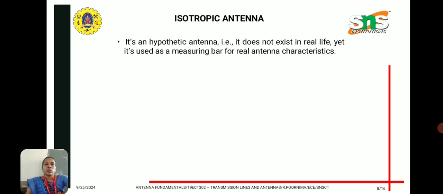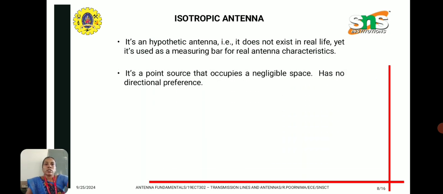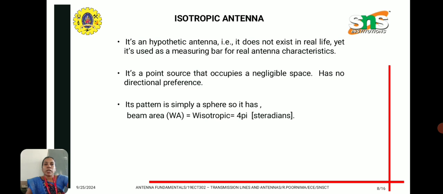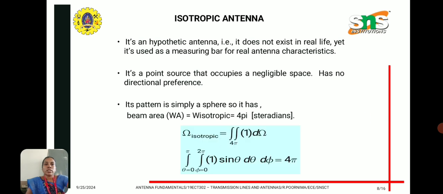Isotropic antenna. What is an isotropic antenna? It is a hypothetical antenna. It does not exist in real life. It is used as a measuring bar for real antenna characteristics, acting as the reference antenna, and it is a point source that occupies negligible space. It has no directional preference. The pattern is simply a sphere, so the beam area is equal to 4 pi radians.